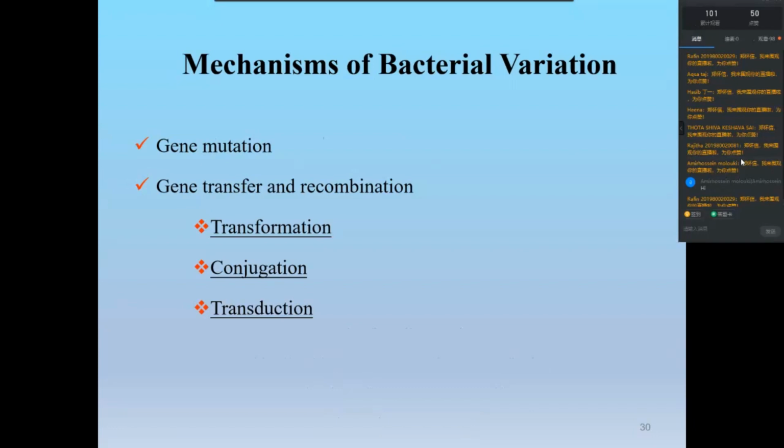For some of the topics, we actually touched a little bit previously. For example, conjugation. When we learned the structure of a bacterial cell, we learned the sex pili, and we mentioned a little bit that the sex pili is involved in conjugation. And also transduction, that's somehow related to what we learned last time, the bacteriophages. So that's what we'll cover today. We'll first talk about the gene mutation.